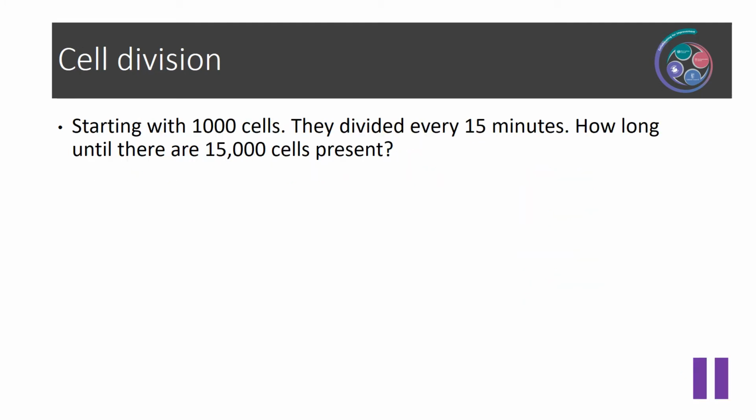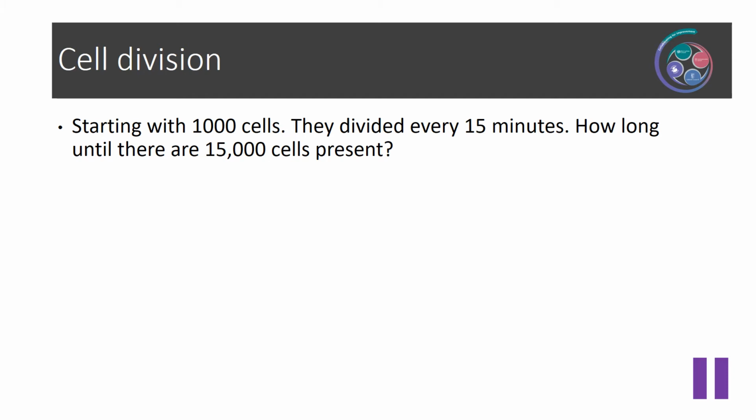Okay, this one is a lot trickier. So we've changed the starting value, and we're not wanting to know how many cells are at the end, we want to know how long it takes. So starting with 1,000 cells, so instead of starting with just 1 cell, we're starting with 1,000. These 1,000 cells divide every 15 minutes. How long until there are 15,000 cells present?